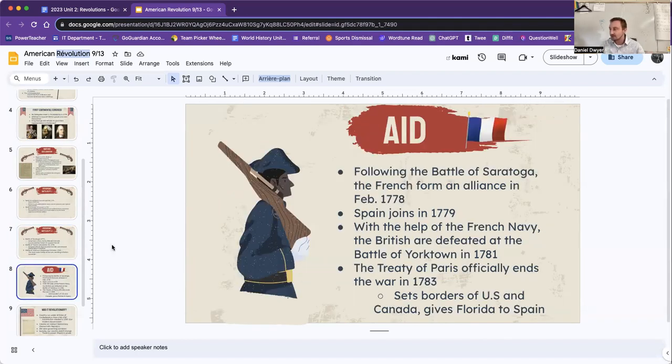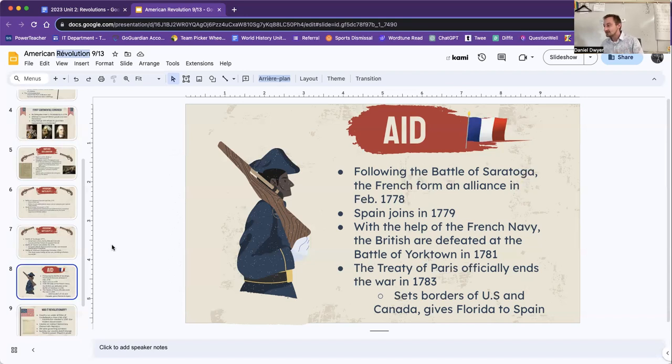So I mentioned France. So again, following the Battle of Saratoga, the French are going to form an alliance with the Americans in February of 1778. Then the French are pretty well known for helping, but we are also going to get Spain to help us. So why are they helping us? Biggest reason is not because they cared about what the Americans were fighting for. They didn't care about all that stuff. They really just wanted to stick it to the British. British are one of their big enemies. So if they can do anything that can take them down a notch, they're going to try to do that.